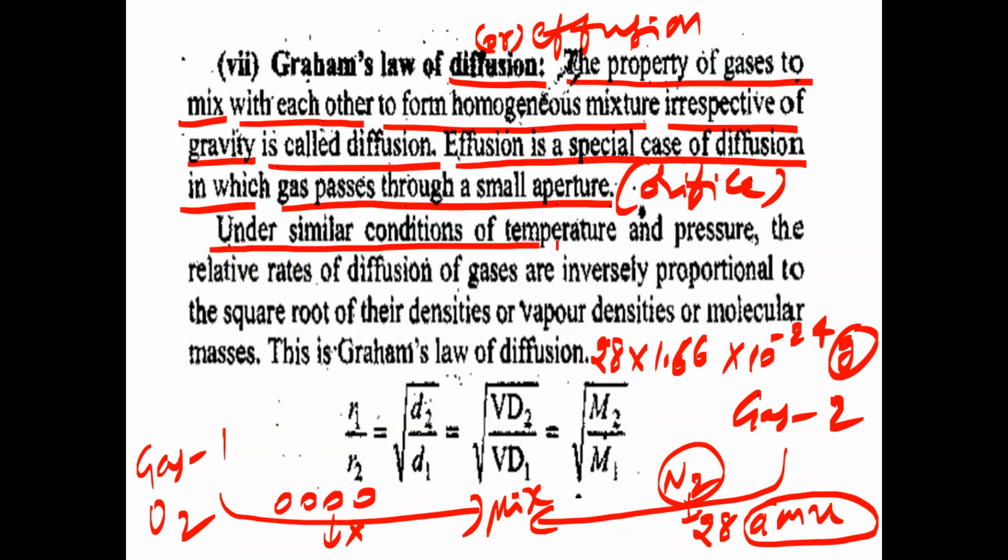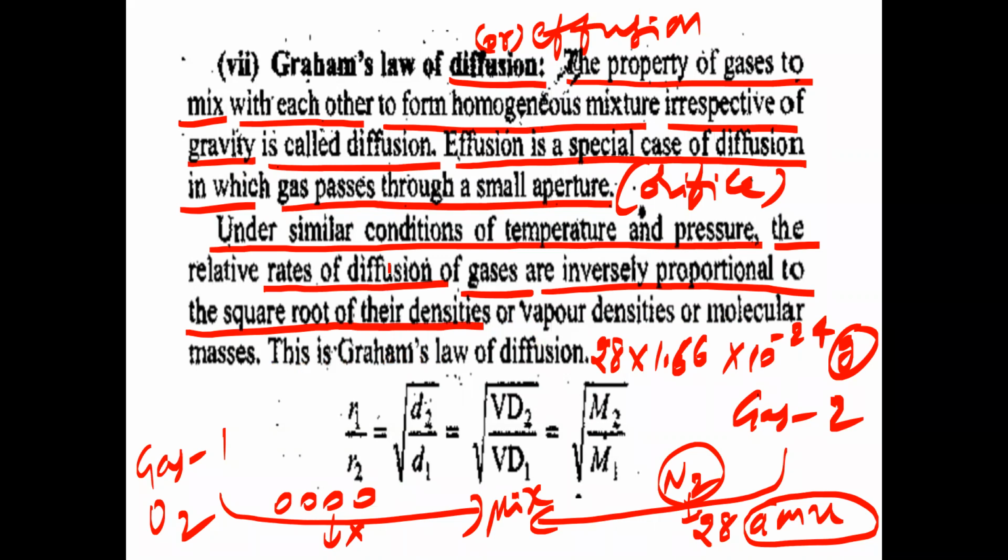Under similar conditions of temperature and pressure, means when temperature is constant and pressure is constant, the relative rates of diffusion of gases are inversely proportional to the square root of their densities, and also inversely proportional to the square root of vapor densities, and also inversely proportional to molecular masses. This is called Graham's law of diffusion.